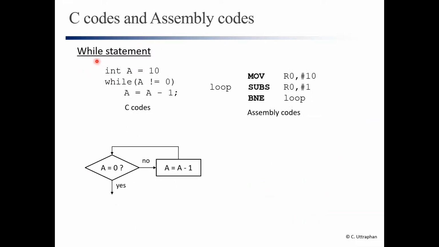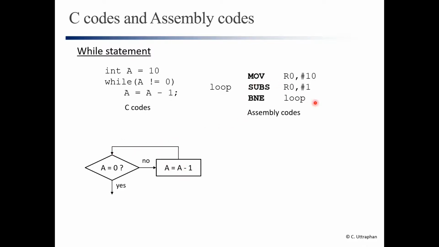This is a while statement, and this is an example of using the while statement, where in this example, we set a initially equal to 10, then, while a is not equal to 0, we reduce a by 1. Here is the flowchart. The condition is whether a is equal to 0 or otherwise. If a equals 0, then the loop is finished, otherwise, we need to reduce a and go back again.